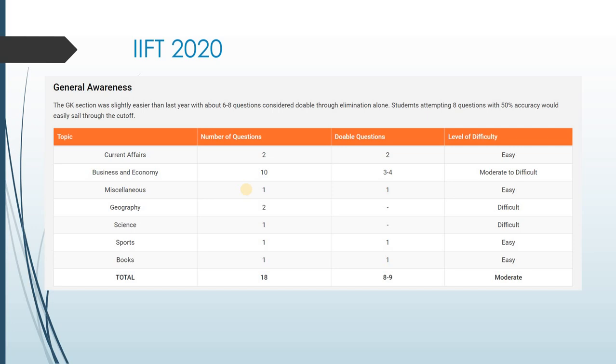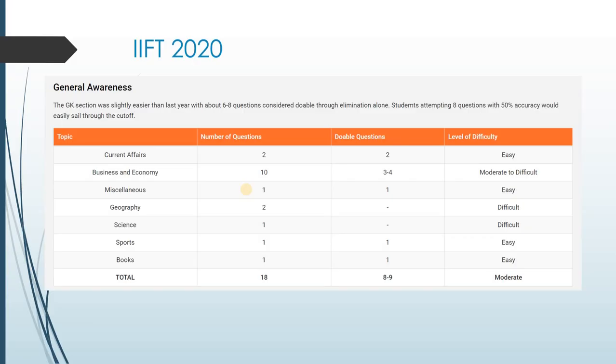You can also use elimination techniques in the match the following. And students, 8 questions is a good number of attempts. So this was all that I knew about IIFT.